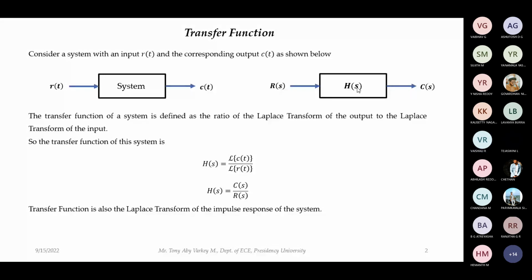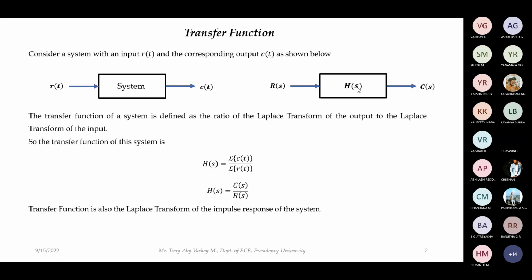Unit step signal? No, no, not unit step. Unit impulse signal. Yes, unit impulse signal. So impulse response means it is the output or response of the system to a unit impulse input. Similarly, step response is the response or output of the system to a unit step input.